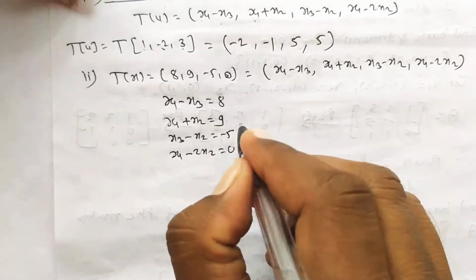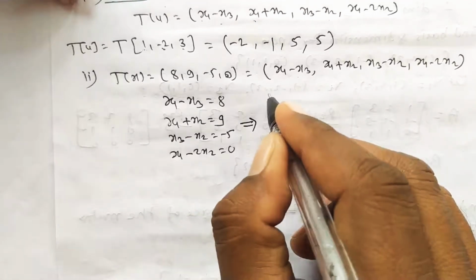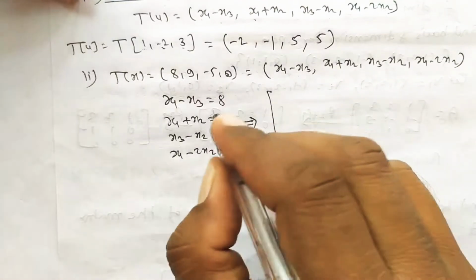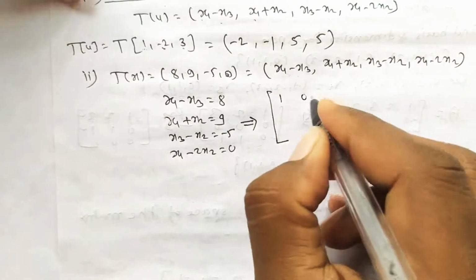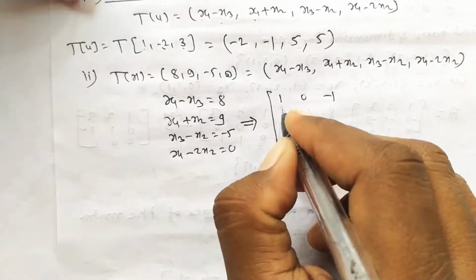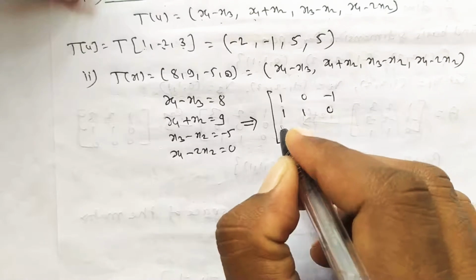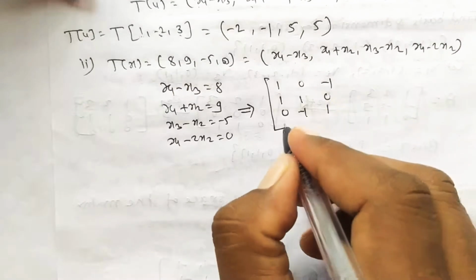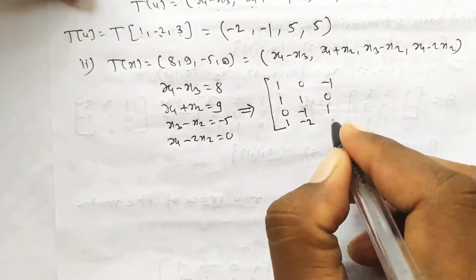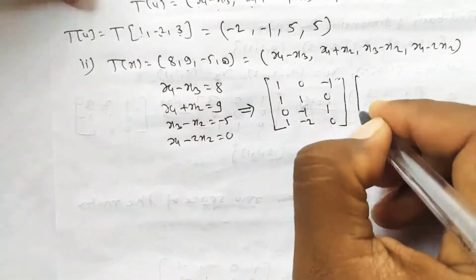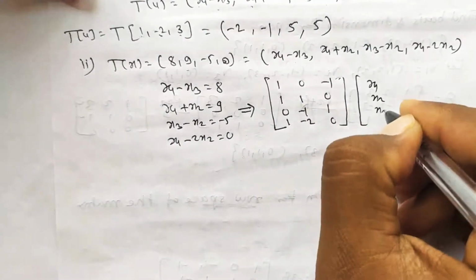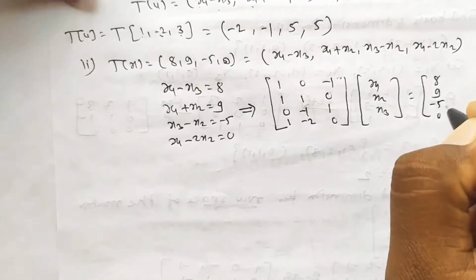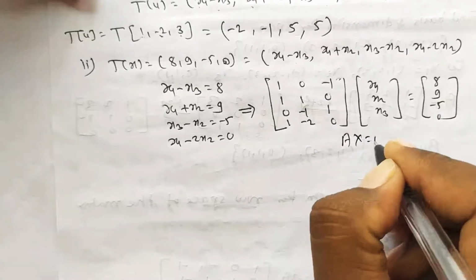How do we find x1, x2, x3 here? You have to write this system in matrix form, take the matrix AB and then reduce it to canonical form. So what is the matrix form of this? The first row is 1, 0, minus 1. The second row is 1, 1, 0. The third row is 0, minus 1, 1. The fourth row is 1, minus 2, 0, into (x1, x2, x3) equal to (8, 9, minus 5, 0). So this is Ax is equal to B.